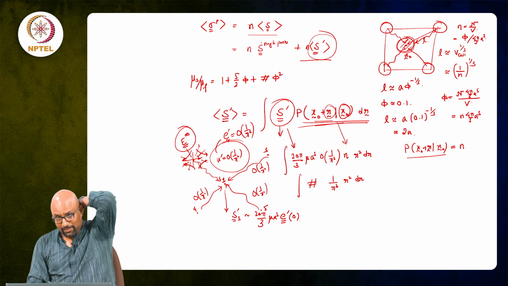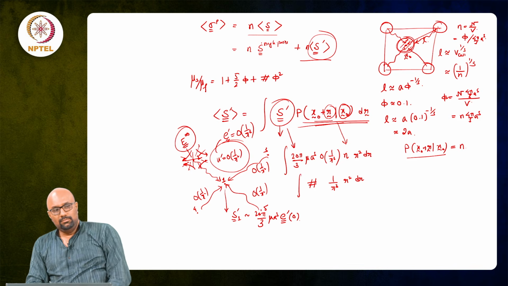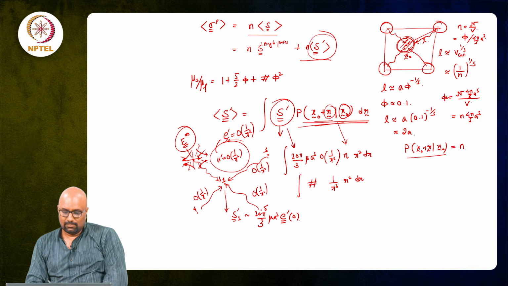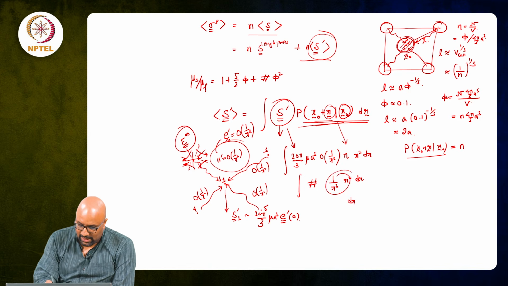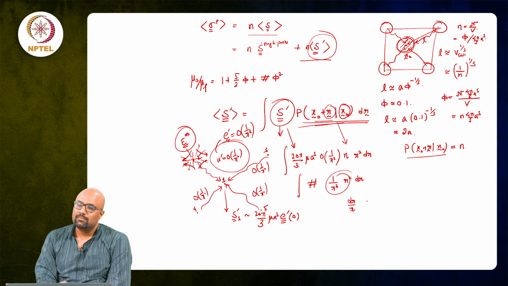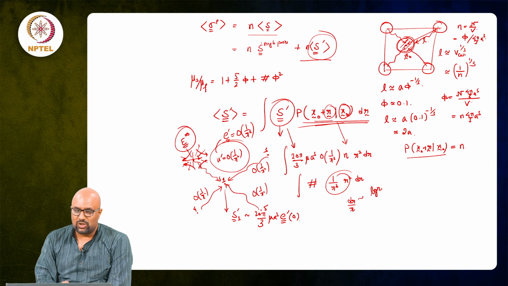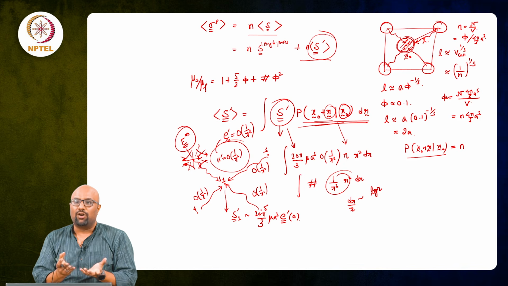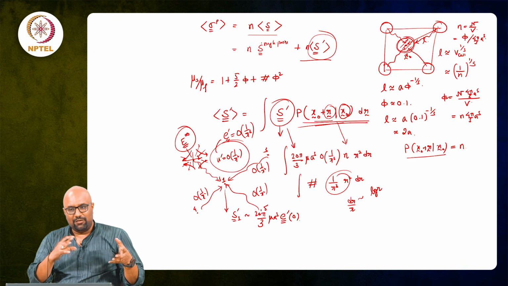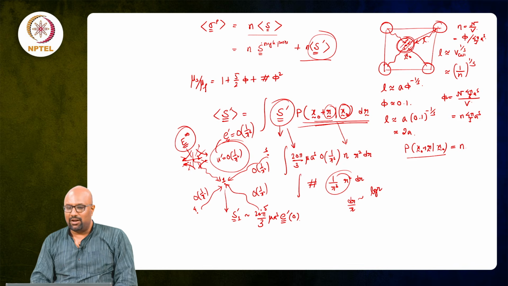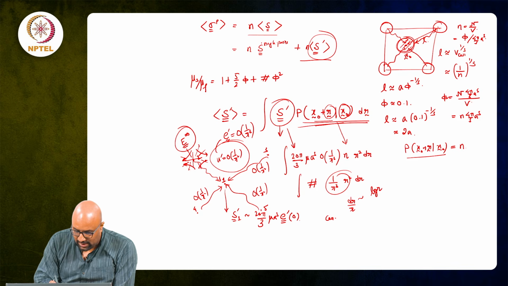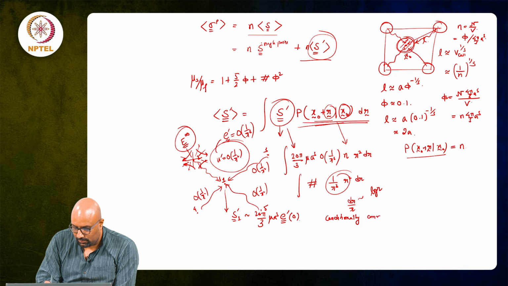Is this integral well behaved? This is dr by r. So, dr by r will go as log r. So, it depends on what is your integration volume. You can consider different kinds of integration volumes and you will get different answers. So, this is what is known as a conditionally convergent integral.